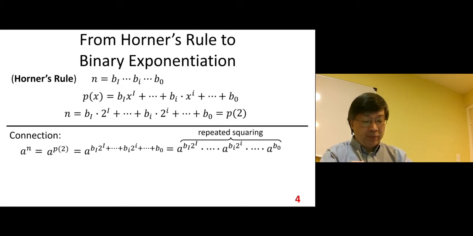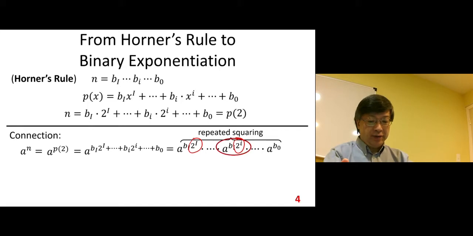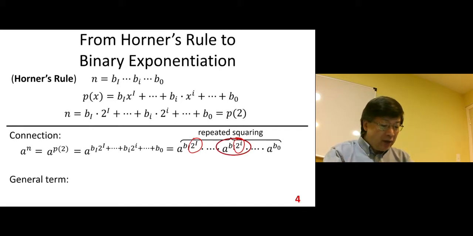Then, each one you can see relates to repeated squaring. Because for this part, every time you multiply the exponent by 2, you are doing the squaring operation. So let's take a general term of this.